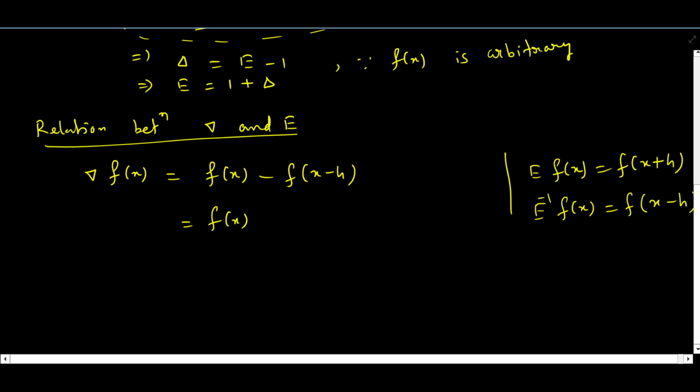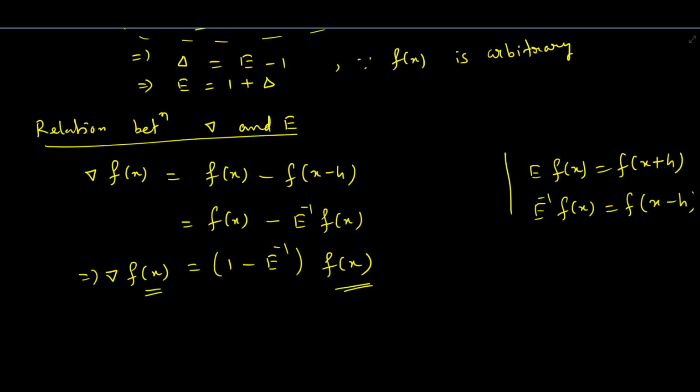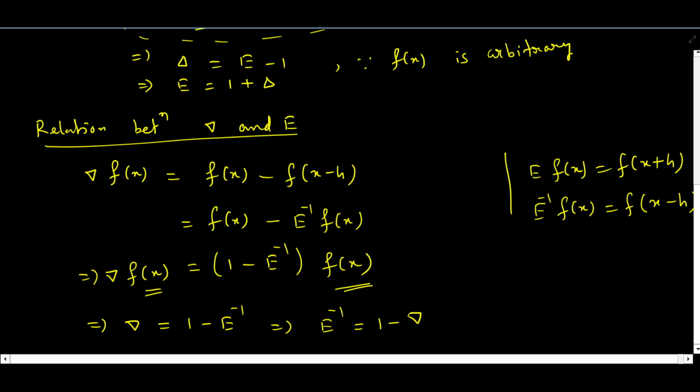So in place of this f of x minus h, we can write E to the power minus 1 f of x. Like the previous one, we can take f of x common. Now see, our left side is nabla f of x. If we look at both sides, again f of x is an arbitrary function. For any arbitrary function, this relation will be satisfied. So we have nabla equals 1 minus E to the power minus 1, or you can write E to the power minus 1 equals 1 minus nabla. So this is the relation between the shifting operator and the backward difference operator. Like this, we have some other relations also.